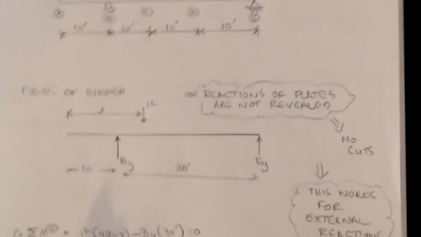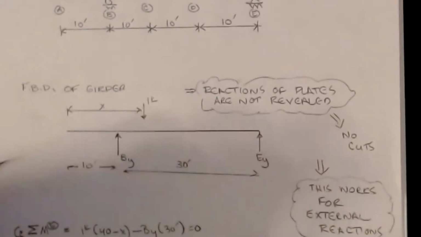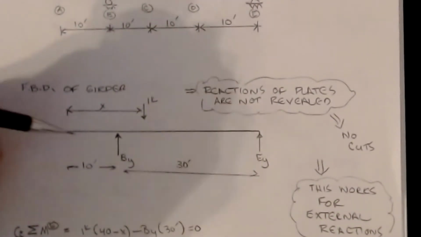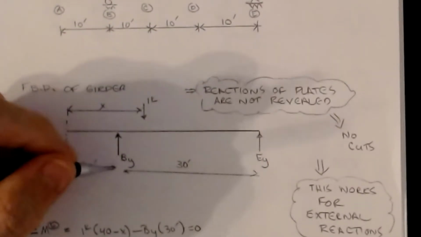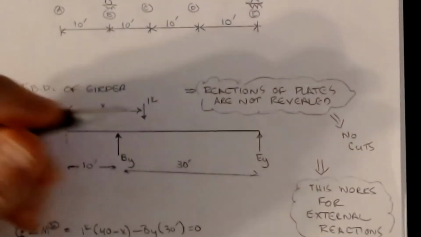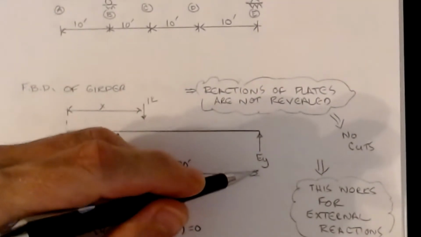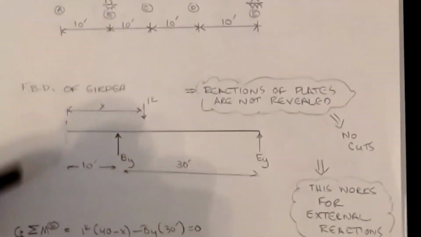So our simple diagram for the support reactions is very easy. It looks something kind of like this. One kip at X from the left end. Again, this is my reference. At X equal to 10 feet, we get a BY reaction, and then 30 feet later, we get an EY reaction, or 40 feet from my reference.